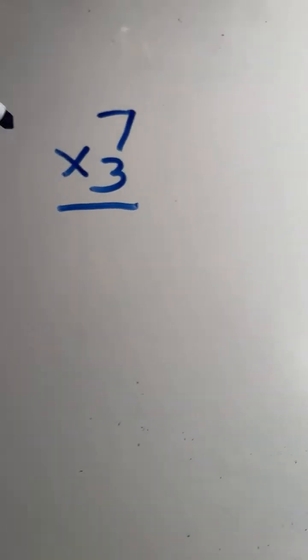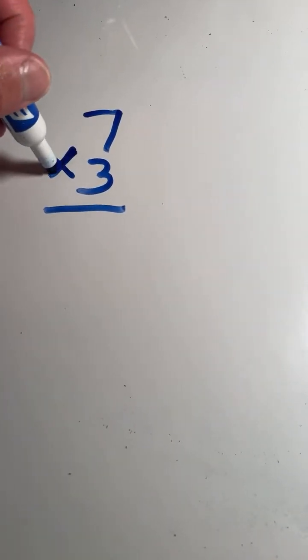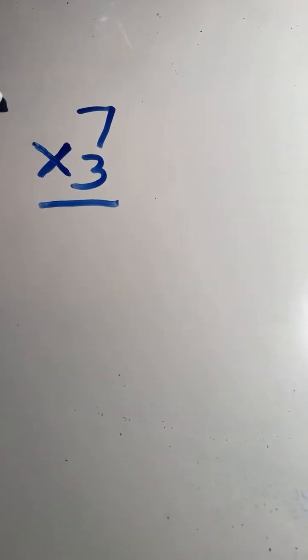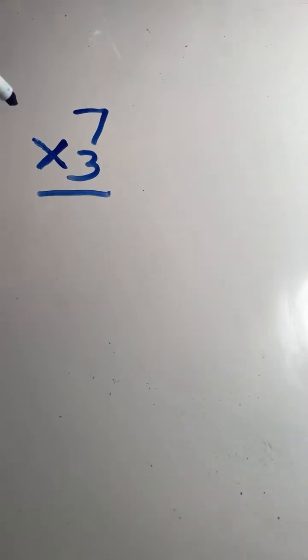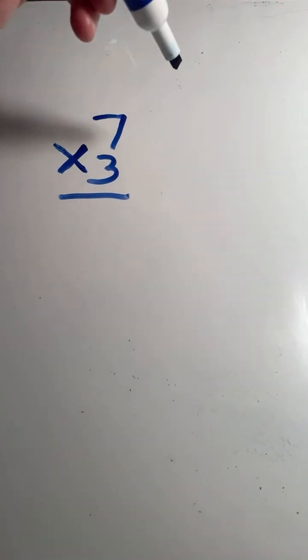Seven times 3, so I'll use tallies for this next one. So 7 groups with 3 in each group. Here we go.